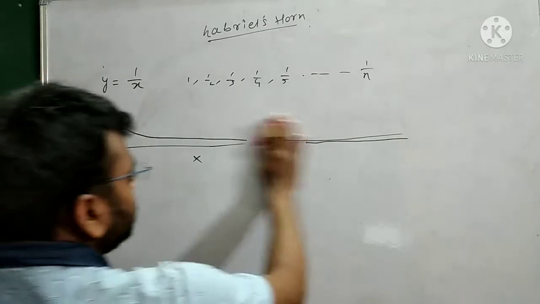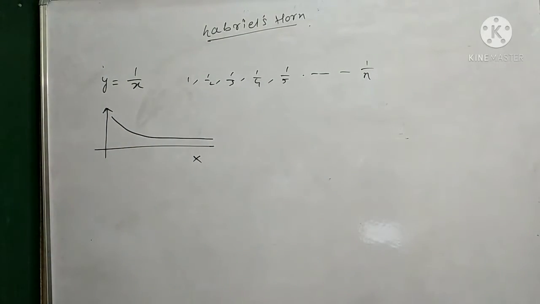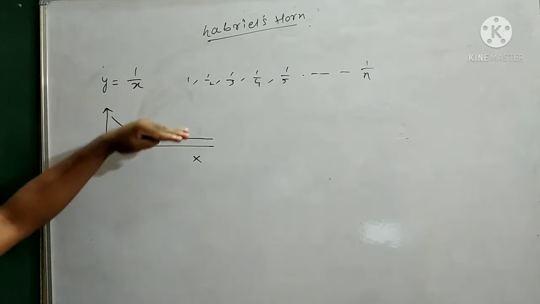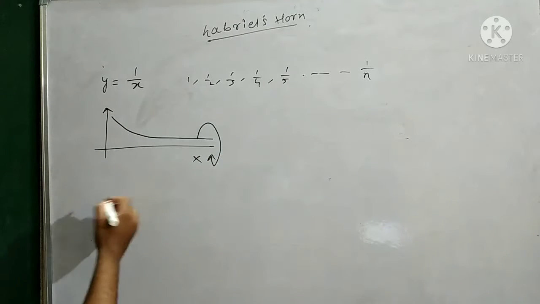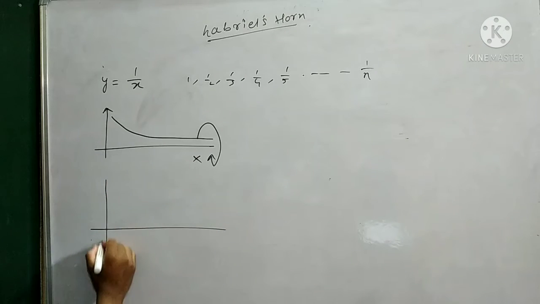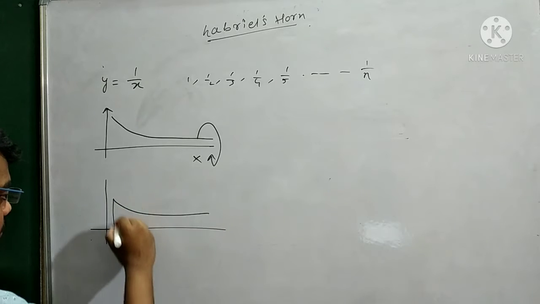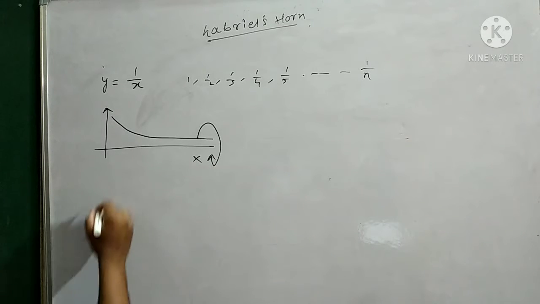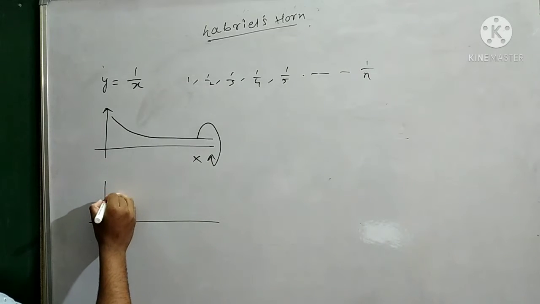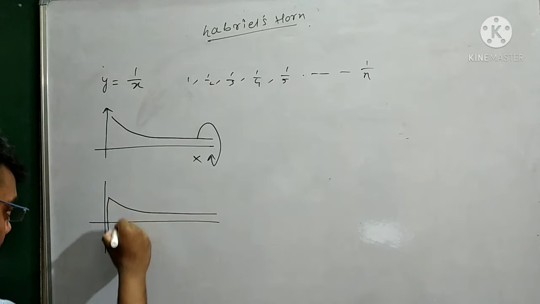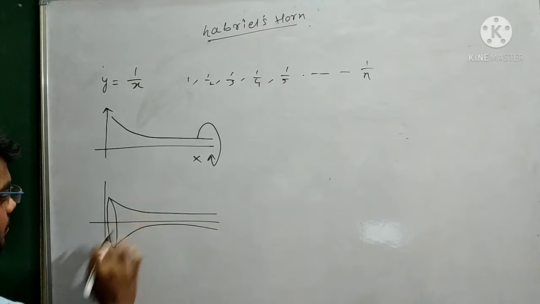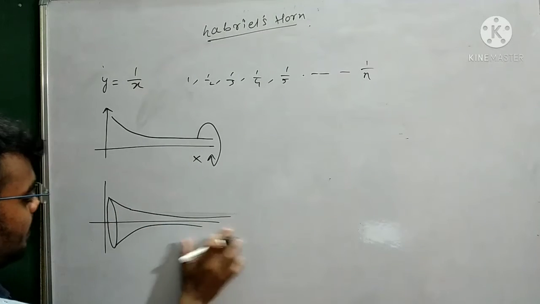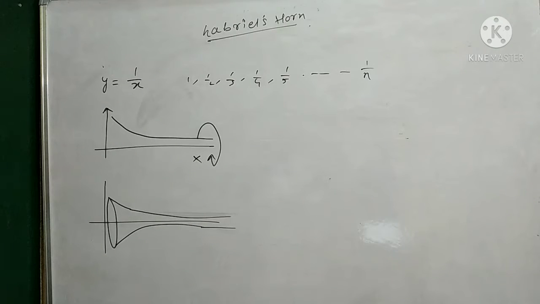So now see, if I take the graph like this up to this, and then after this, if I rotate this curve along the x-axis, then the figure will be like this. Here I'm showing that figure. If we rotate this along the x-axis, the figure will be like this.